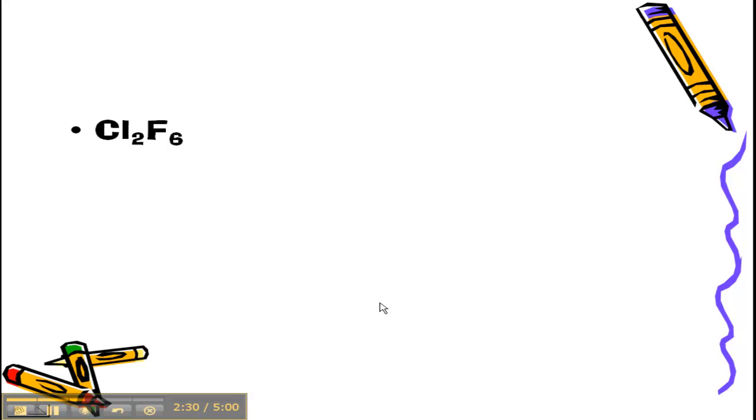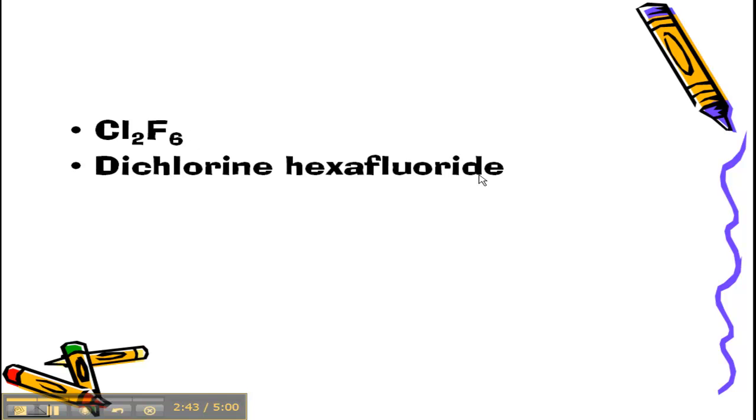Alright, so the formula Cl2F6. The prefix for 2 is di, so dichlorine. And then the prefix for 6 is hexa, so hexafluoride. Okay, dichlorine hexafluoride.